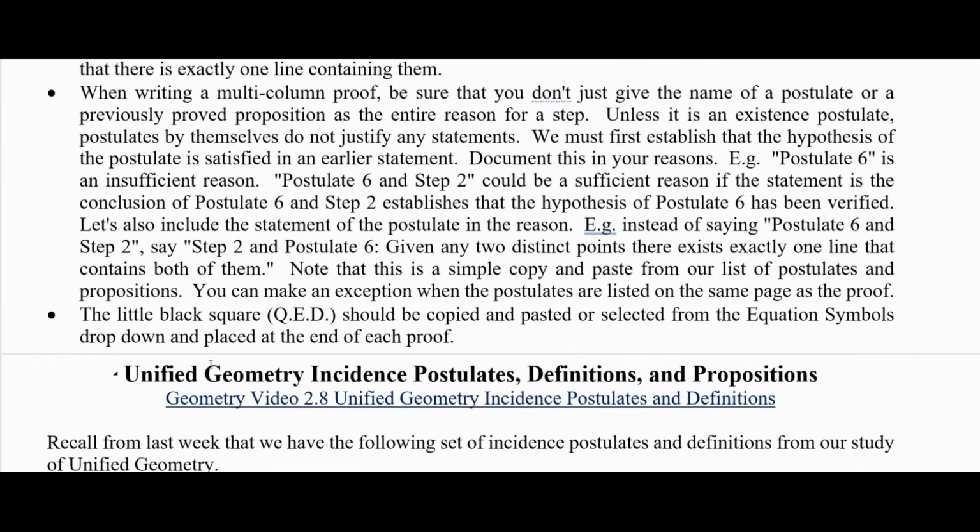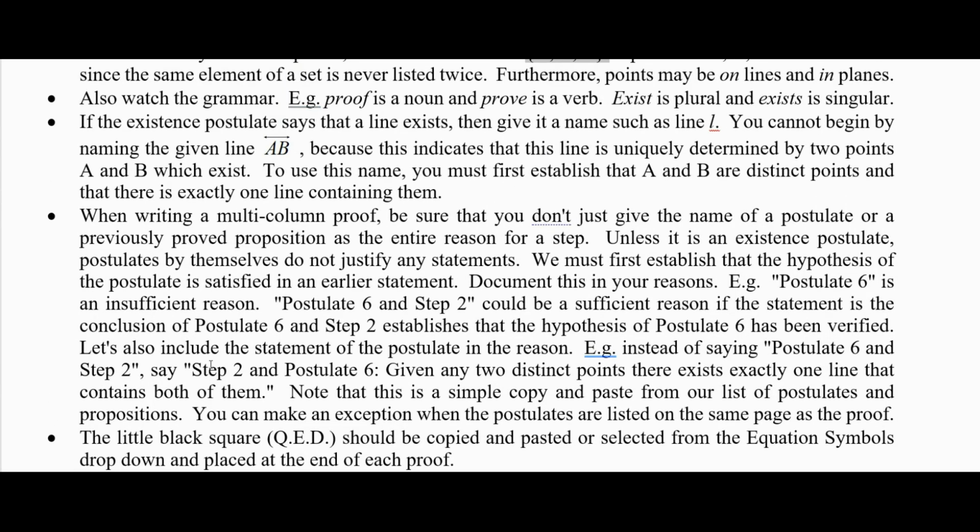When writing a multi-column proof, be sure that you don't just give the name of a postulate or previously proved proposition as an entire reason for a step. Unless it's an existence postulate, postulates by themselves do not justify any statements. We must first establish that the hypothesis of the postulate is satisfied in an earlier statement before we can use it. And you can document this in your reasons. For example, postulate 6 alone is an insufficient reason, but postulate 6 in step 2 could be a sufficient reason if the statement is the conclusion of postulate 6 that you're justifying, and step 2 established that the hypothesis of postulate 6 has been verified.